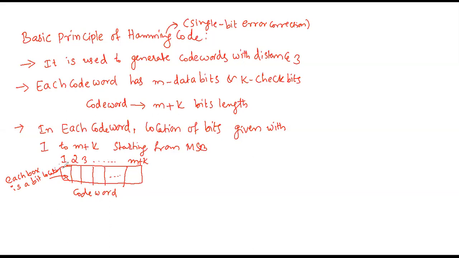Okay? Hamming code is used to generate code words with a distance of 3. Each code word has m data bits and k check bits. So the total length is m plus k. And for these m plus k bits, how to find the location? You have to start from the MSB, the most significant bit, and starting from 1, 2, 3, like this, you have to give the numbering.